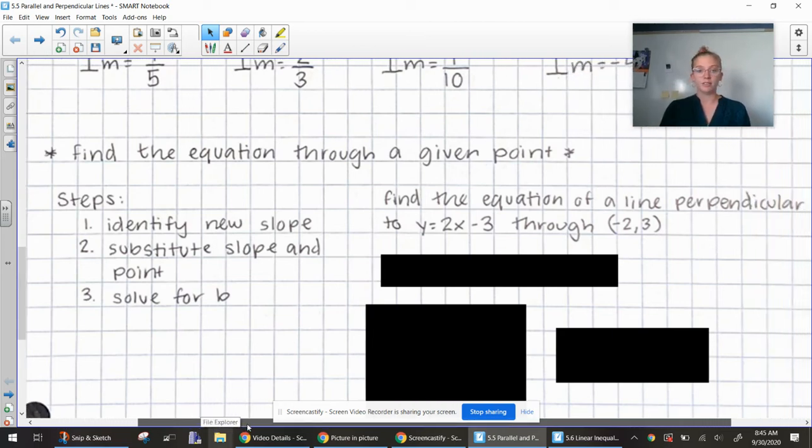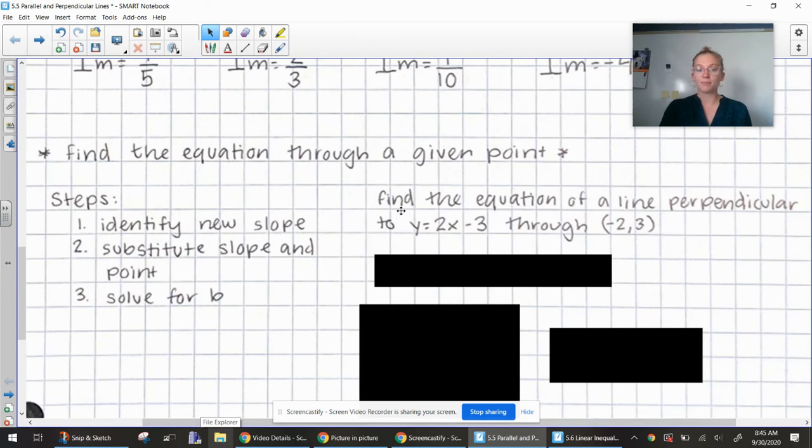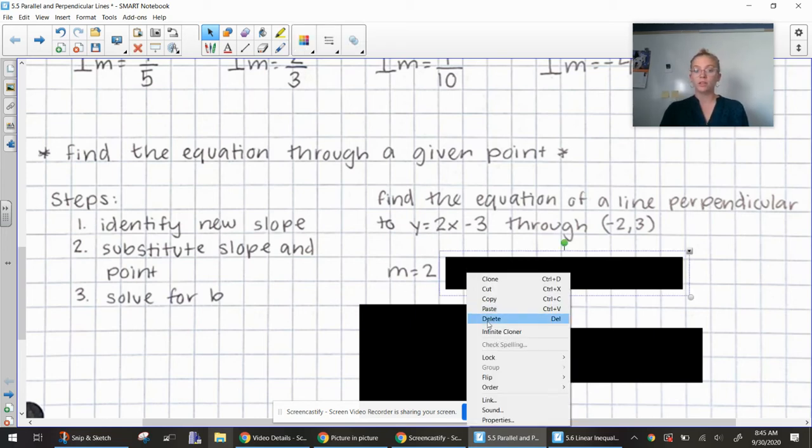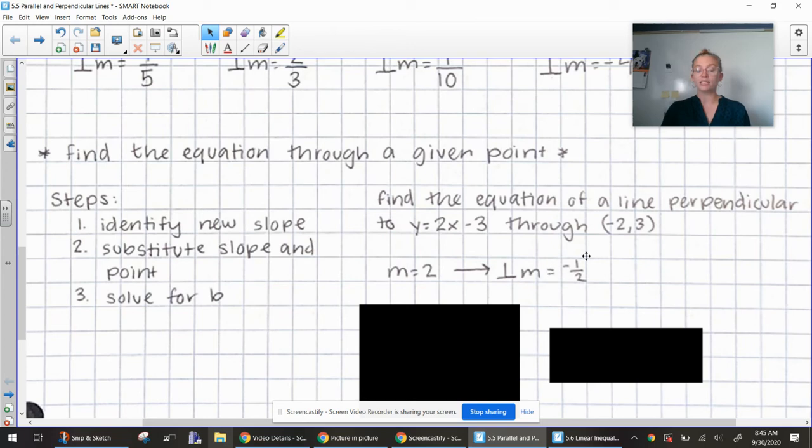So here's our question. Find the equation of a line perpendicular to y equals 2x minus 3 through the point -2, 3. So first step, identify a new slope. Well, my current slope is 2, and I want to find the equation of a line perpendicular. So if my current slope is 2, the perpendicular slope is going to be -1/2, because I am finding the opposite, which would be negative, and then flipping my fraction for the reciprocal, so -1/2.